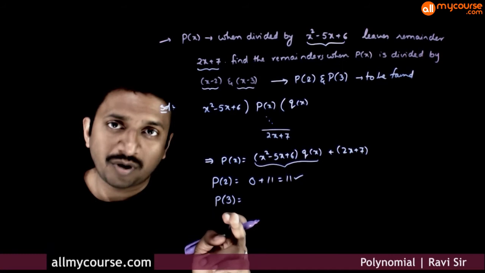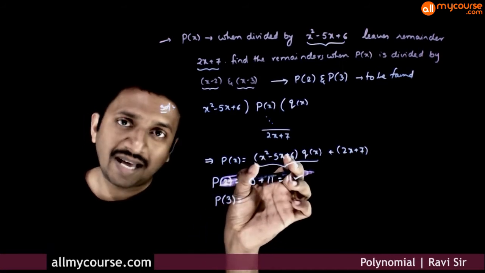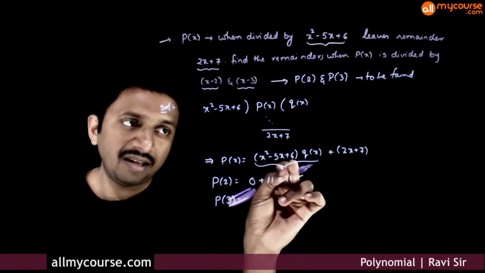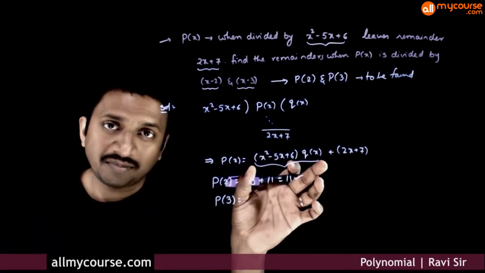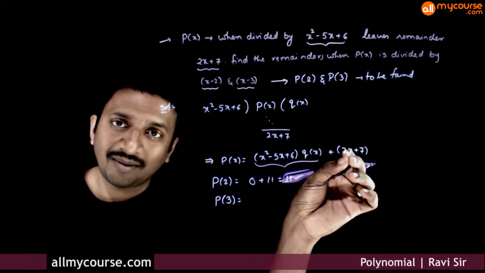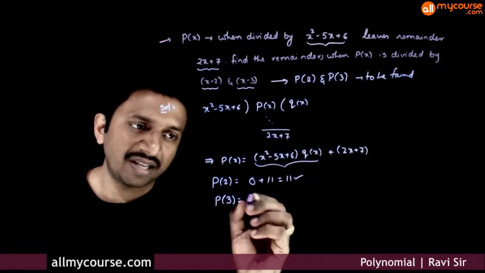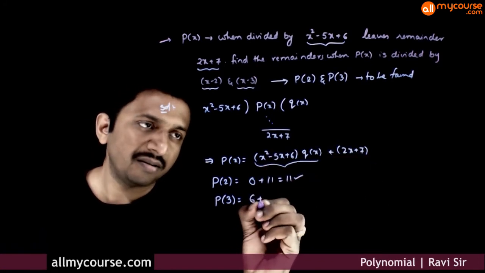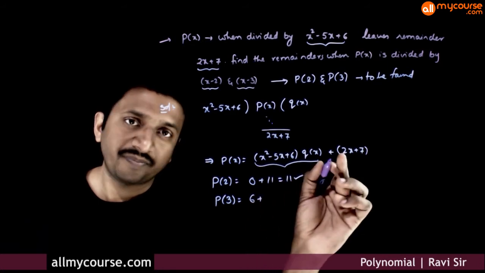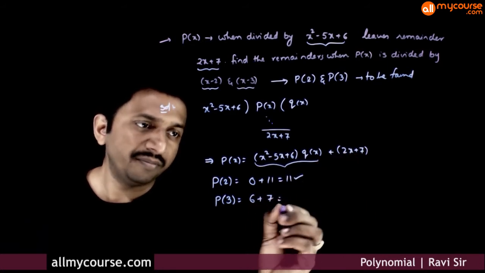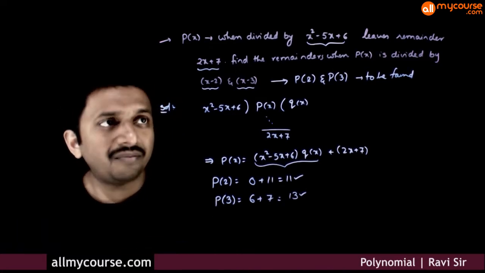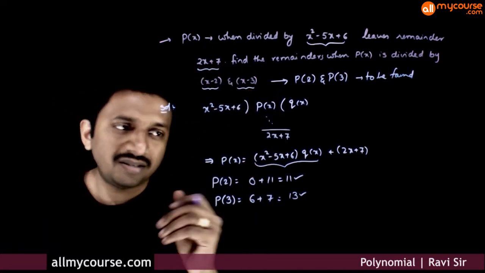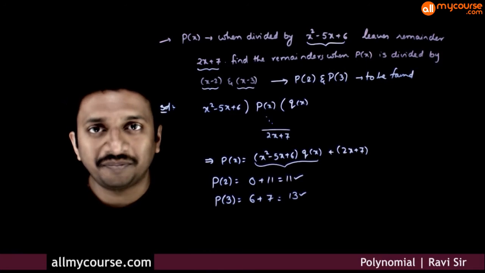So again, corresponding to 3 also, you get this as 0. 9 plus 6, 15 minus 15. So this becomes 0 again. You just need to put x is equal to 3 here. 6 plus 7 is equal to 13. So the remainder when p of x is divided by x minus 3 is equal to 13.